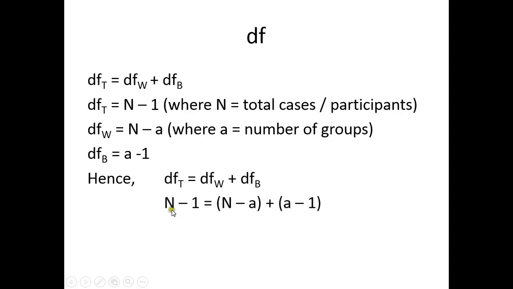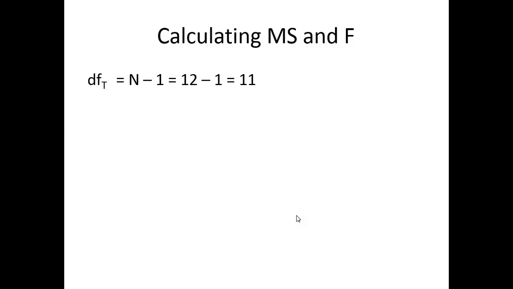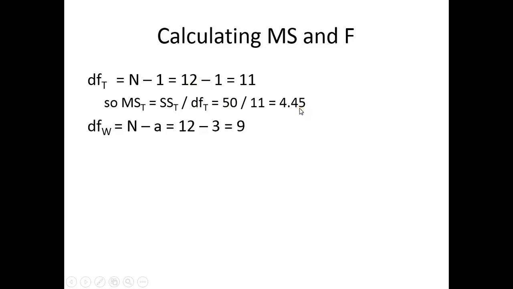So degrees of freedom total, n minus 1, equals degrees of freedom within groups plus degrees of freedom between groups, which is n minus a plus a minus 1, which equals n minus 1 equals n minus 1. So degrees of freedom total equals n minus 1. N is 12, because there's 12 participants in the group, minus 1 equals 11. So MS total equals SS total divided by the degrees of freedom total. SS total was 50, degrees of freedom total is 11, so 50 divided by 11 equals 4.45. So the total variance for the sample was 4.45.